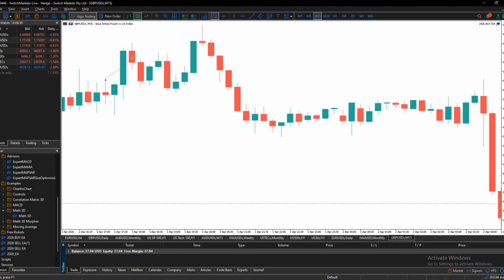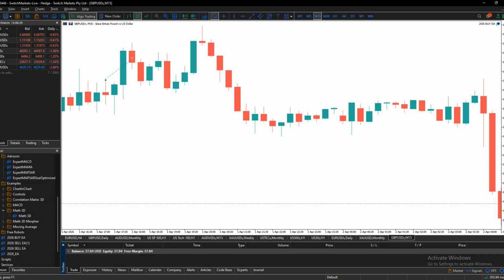Now let's talk about the professional mindset. Institutions don't just buy or sell randomly. They operate based on liquidity, structure, and order flow. So instead of asking, should I buy or sell? You should be asking, where is liquidity sitting? Where did the last impulse move start? Where is price likely to return before moving again? That's exactly what I'm doing on this chart.